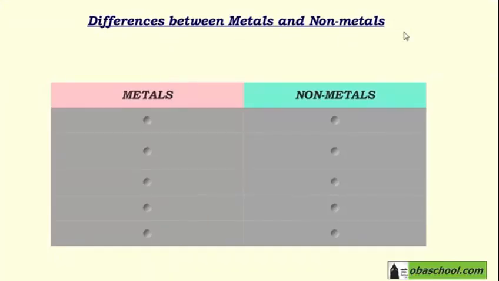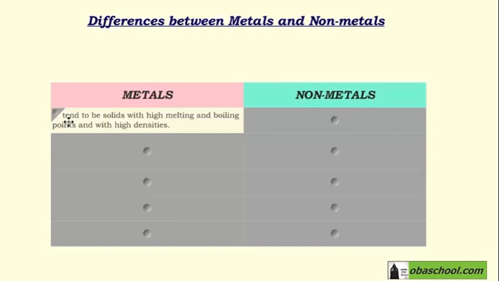Now, what are the differences between metals and non-metals? This table summarizes all the differences between metal and non-metal. So let's start first with the metals.